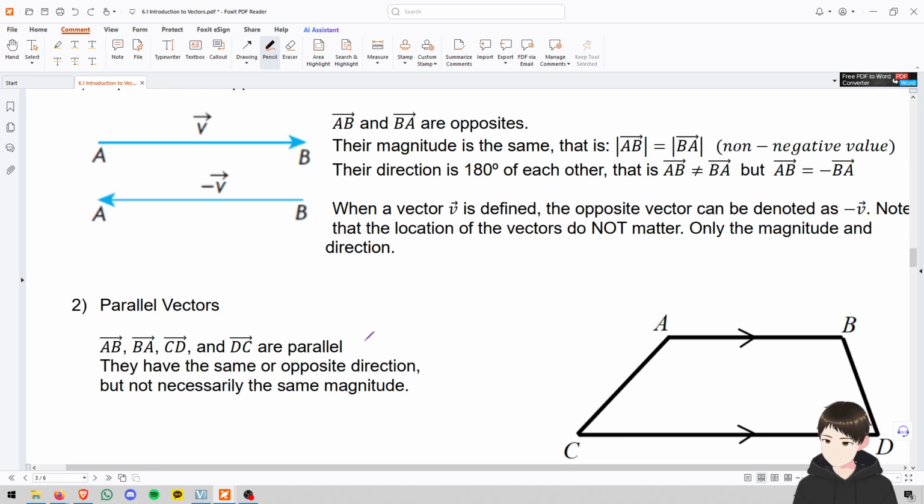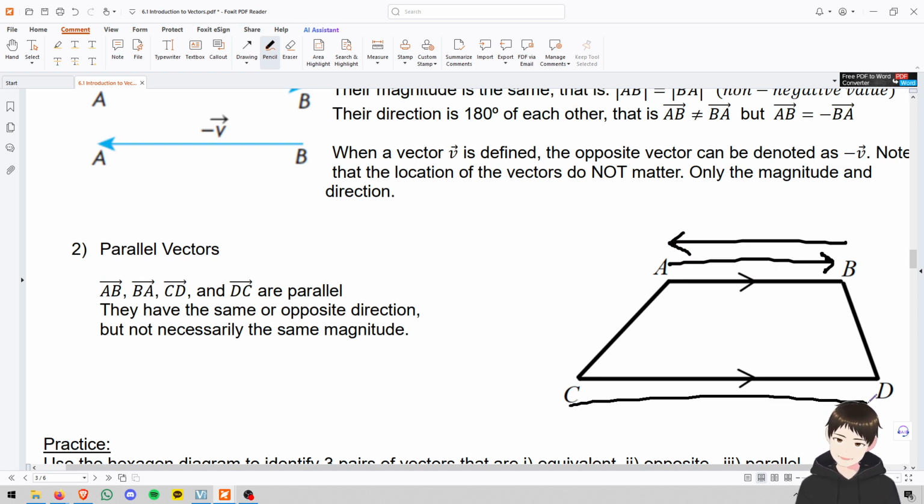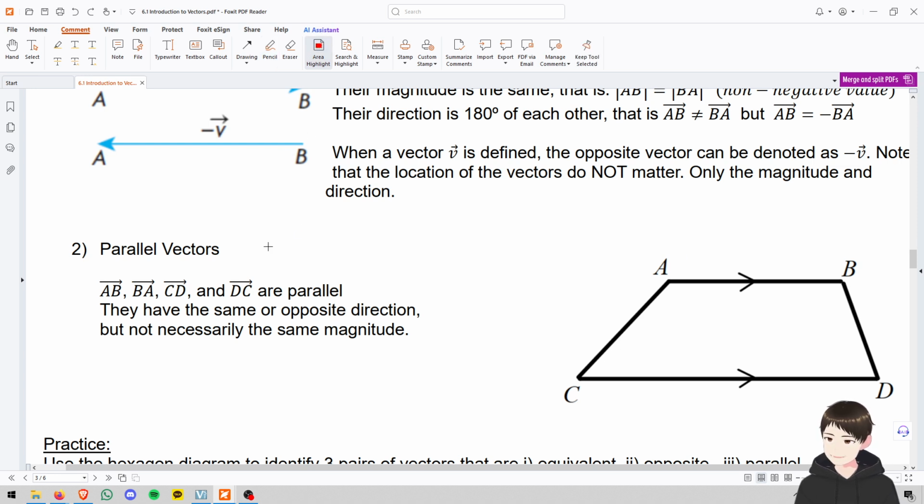Number 2, this is pretty cool. Parallel vectors like AB and CD. AB, BA, CD, and DC are all parallel. They have the same or opposite directions, not necessarily the same magnitude. So parallel is a keyword that tells you something about the vectors. Not the same magnitude, but same or opposite direction.